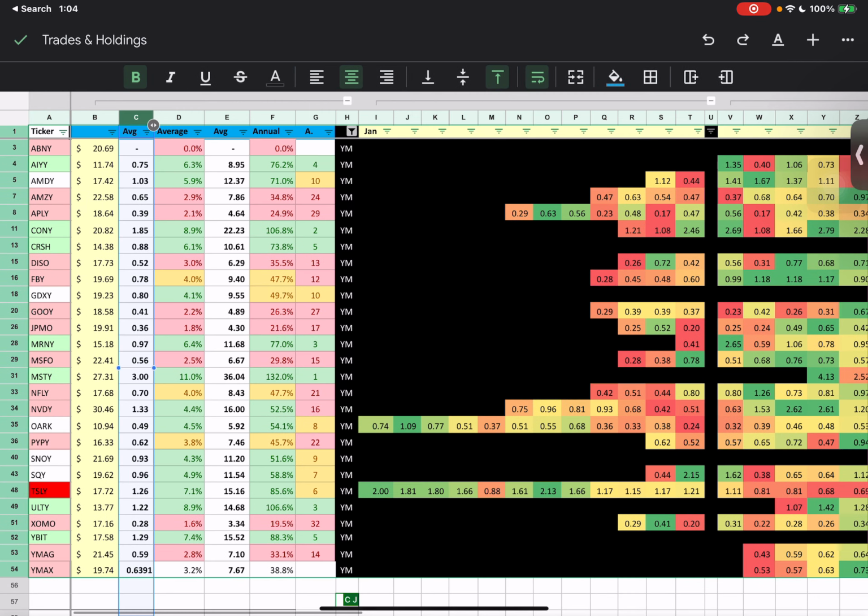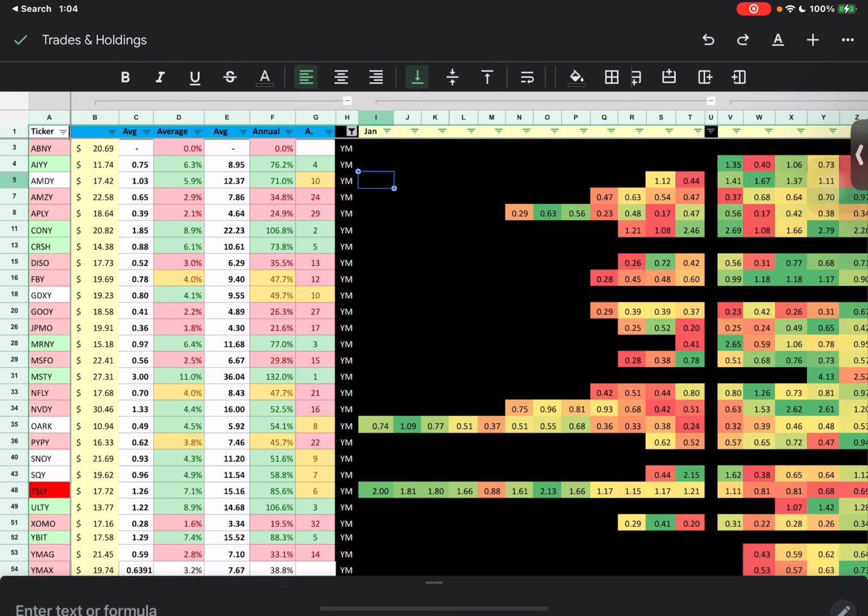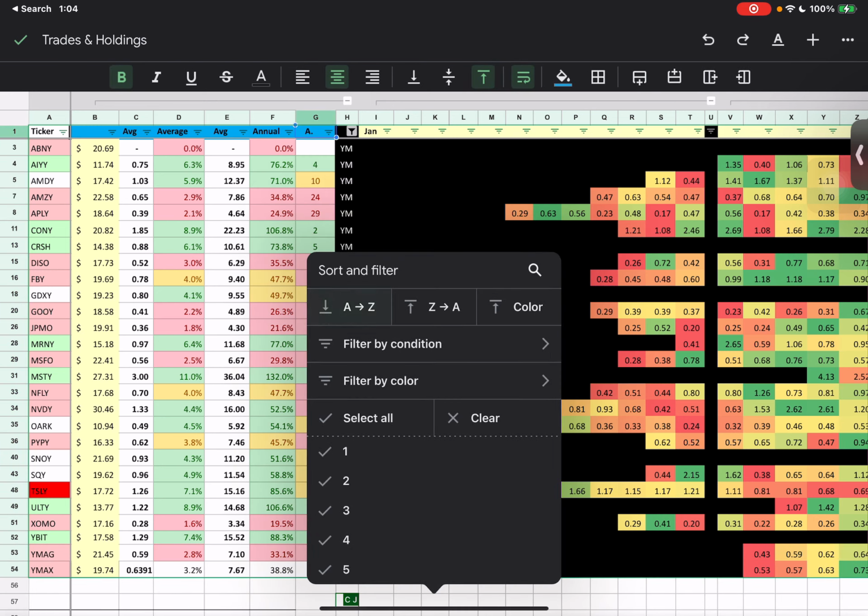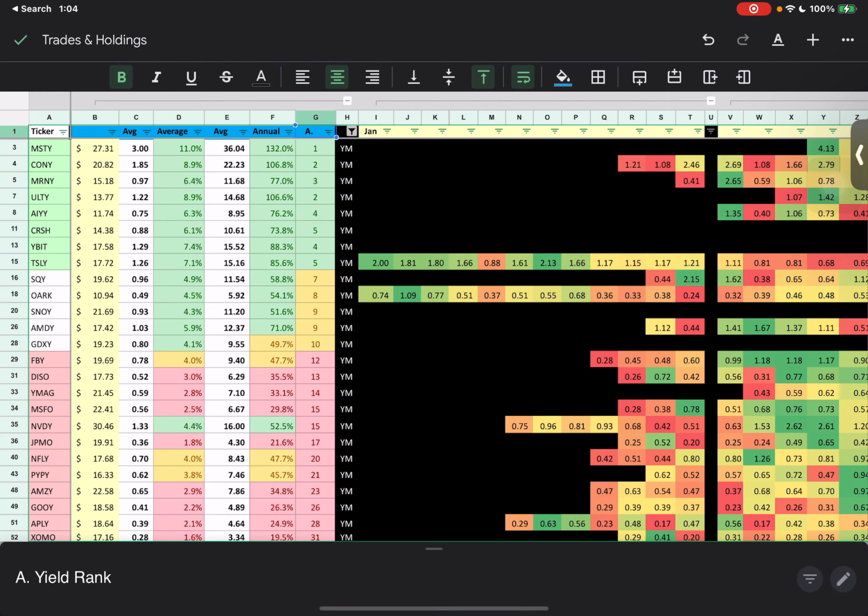And then, of course, to add to that, this would just be our average monthly percentage. And then this is overall annual average with the annual yield. And then this is just a ranking. So if we wanted to see the highest, we could see here, right? Misty at an average of 132%, with Coney being 106%.